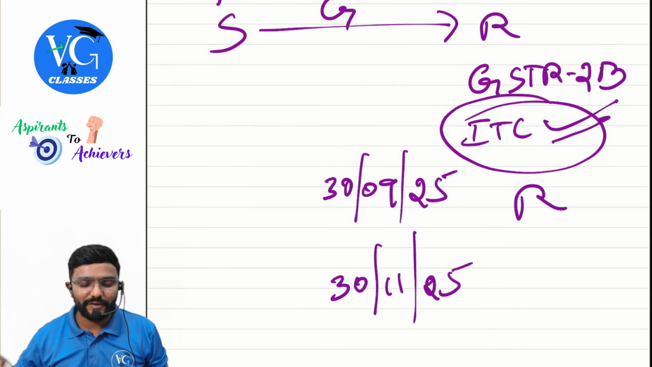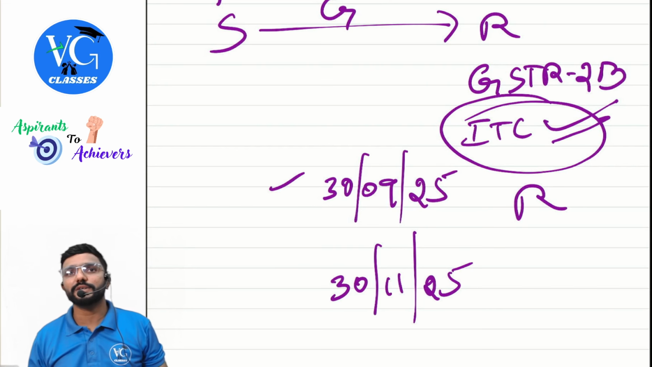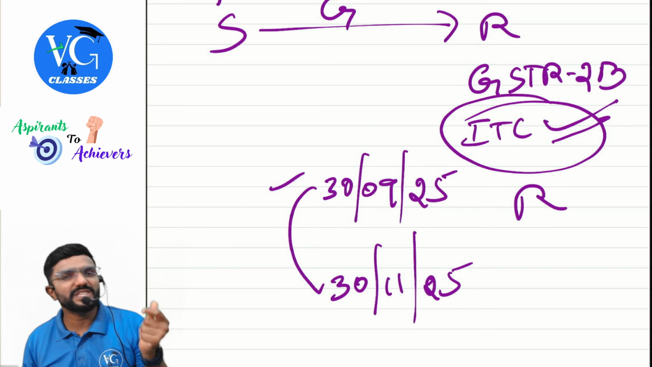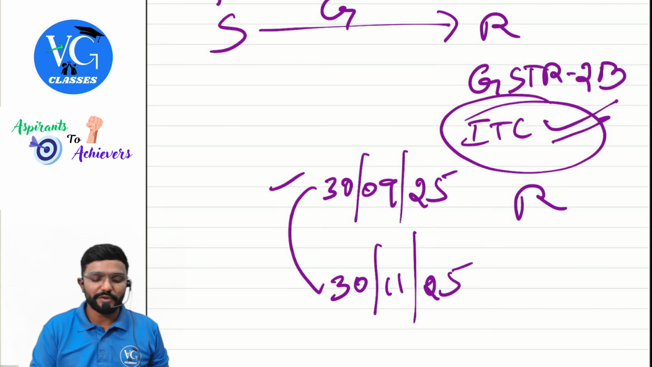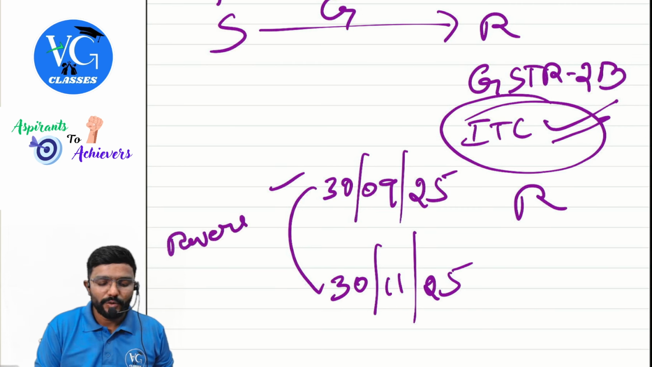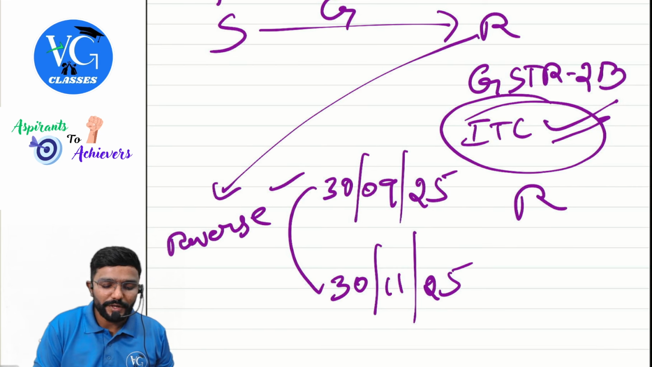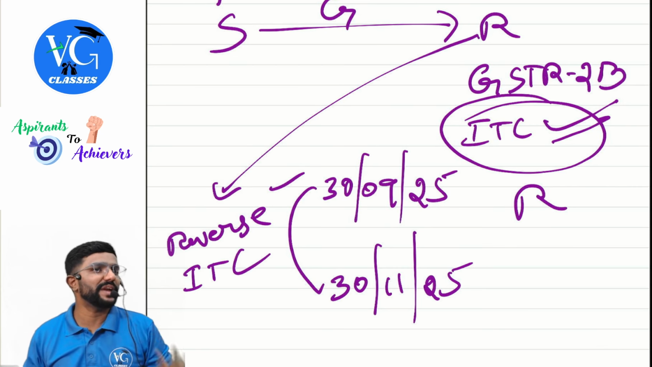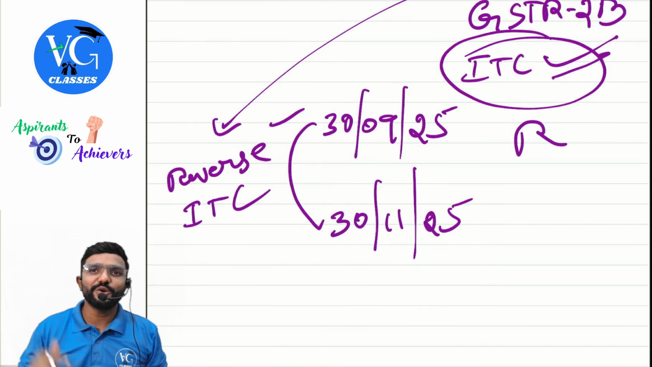Sir, what if he has not filed till 30th September, sir? Then they are telling, within 30th November, you have to reverse it. Who? Recipient has to reverse ITC. Means he has to add it to his output tax and pay it. Sir, what if I don't reverse it within 30th November?